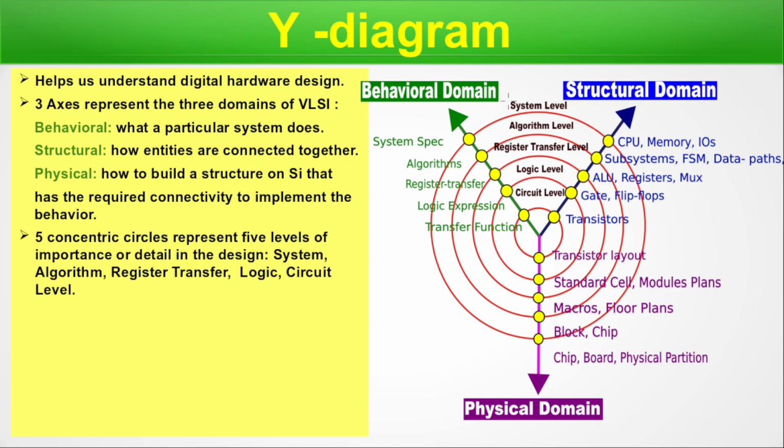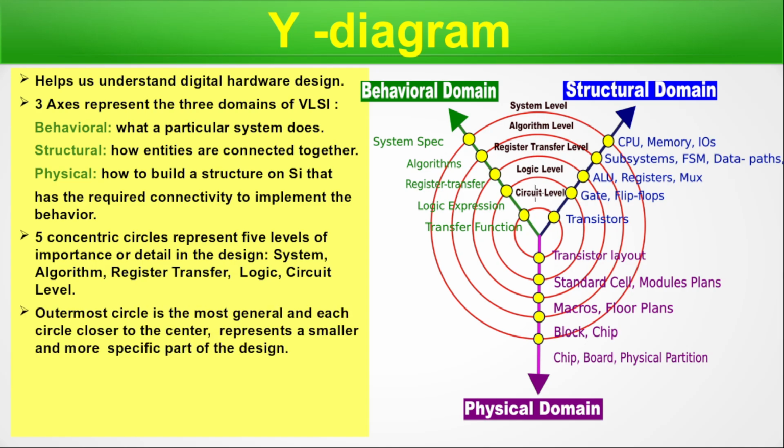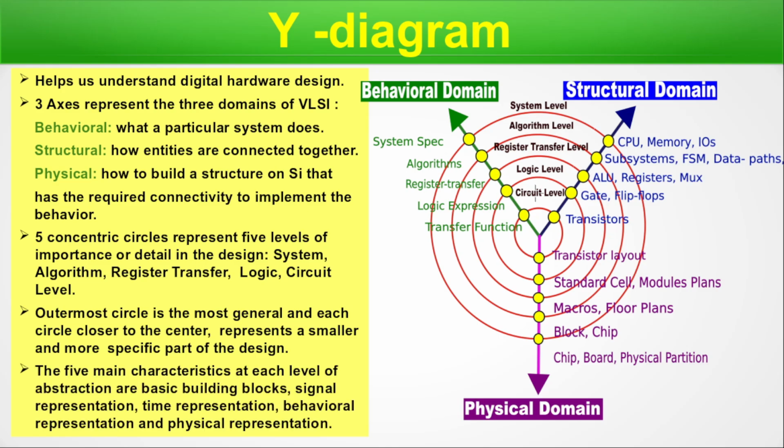As we can see, there are 5 concentric circles representing 5 levels of importance, detail, or level of abstraction in the design. If we move from outside to the innermost circle, it's system level, then algorithm, then register transfer level, then logic level, then circuit level. The outermost circle is the most general, and each circle closer to the center represents a smaller and more specific part of the design. And the main characteristics at each level of abstraction are basic building blocks, signal representation, time representation, behavioral representation, and physical representation.